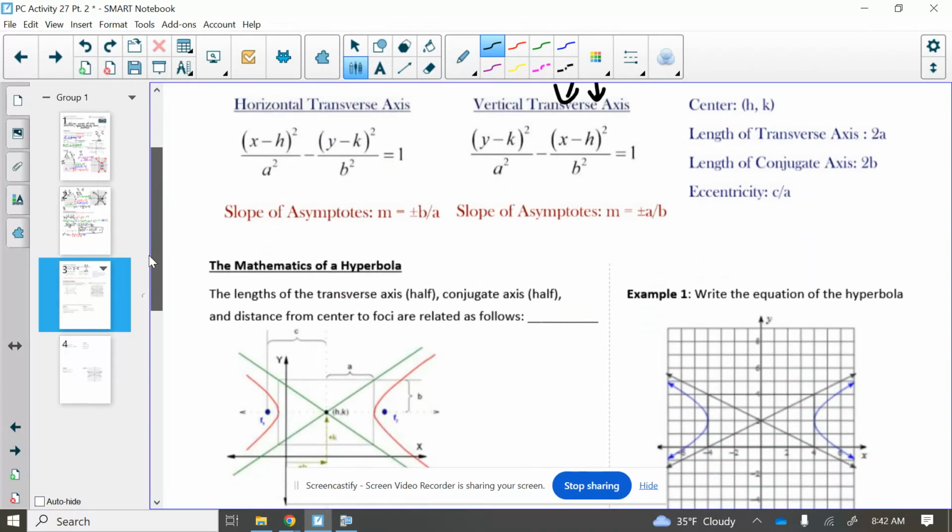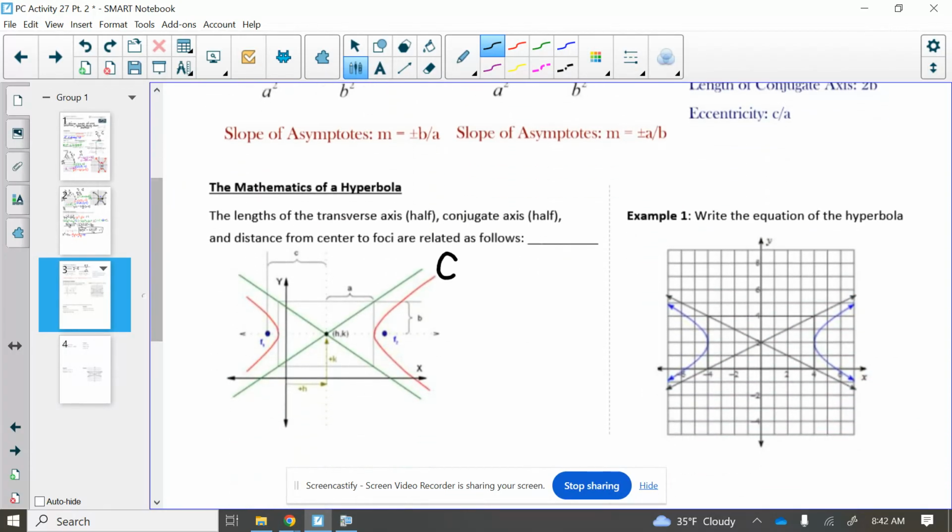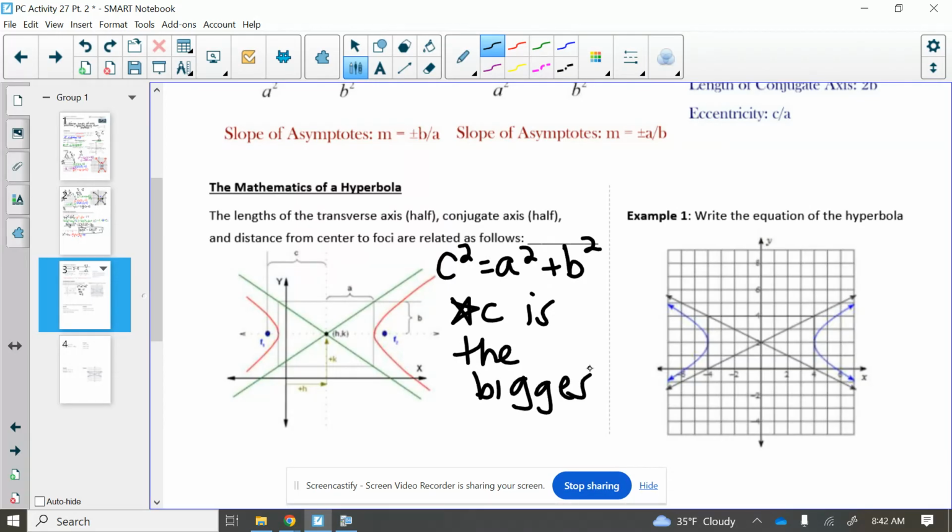So as we look through this, we have c squared equals a squared plus b squared with our hyperbolas. Remember that your c squared, your c parameter, is the biggest in a hyperbola, so it's a little bit different equation setup than we dealt with our ellipses.